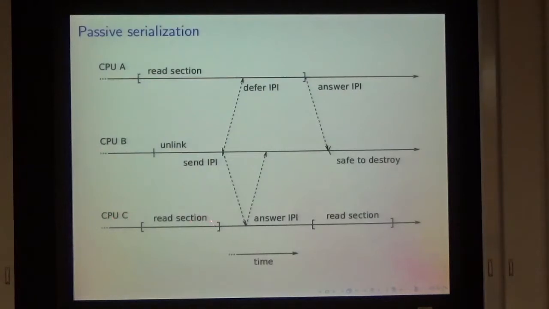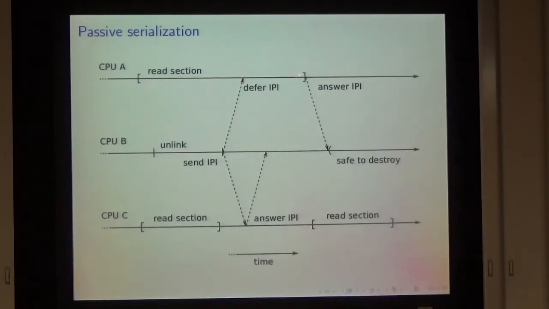CPU C has already exited the read section, so interrupts are enabled again, and it answers immediately. CPU A is still in the middle of a read section, so the IPI processing is deferred until the read section ends. Now at this point, CPU C enters a new read section, but CPU C is guaranteed not to see the resource that B is trying to destroy because B just unlinked it, just removed it from the table. So C will never see that resource again.